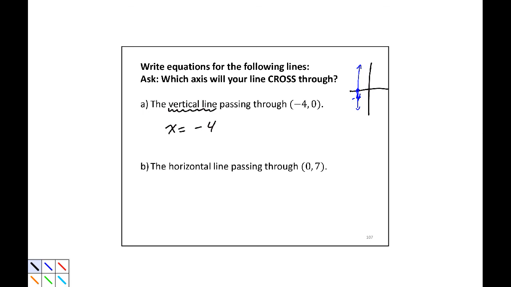All right, next we have the horizontal line passing through 0, 7. So 0, 7 would be right about here. Horizontal, so the slope is 0, which tells us it's going to be of the form y equals a constant. And since this is a constant function at a height of 7, our function is y equals 7. So keep in mind if you see that it's a horizontal or a vertical: verticals are not functions. Horizontal lines are constant functions.